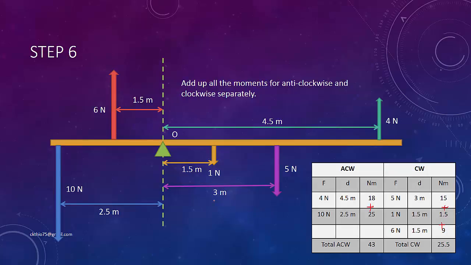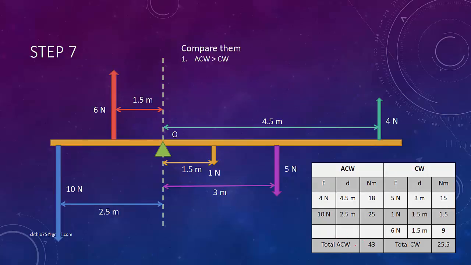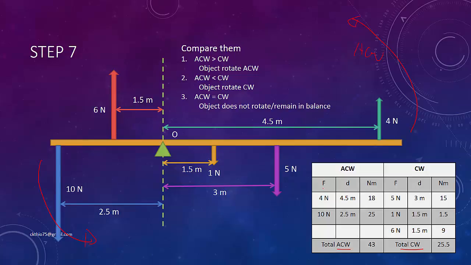So the last step is to determine whether it balances or is unbalanced by comparing the total anti-clockwise moment with the clockwise moment. So it's very simple. Anti-clockwise more than clockwise means that the object would rotate anti-clockwise. So in this case, 43 is bigger than 25.5, so the entire object would spin in the anti-clockwise manner. However, if the anti-clockwise is smaller than clockwise, the object would rotate clockwise. And of course, the last case is that if both of them are equal, then the object will not rotate and will remain balanced.